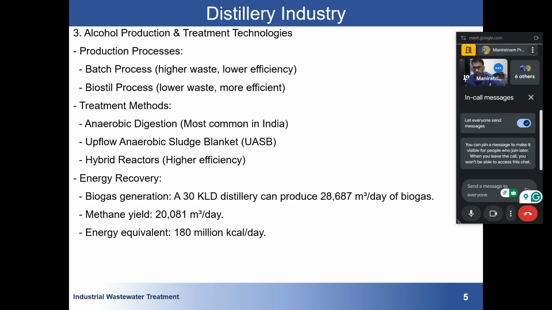Now energy recovery and biogas generation: a 30 KLD distillery produces this much biogas. We know that in anaerobic digestion, at the end of the system, we have methane production. Whatever sludge or waste is produced in this industry can be treated by this method, and methane gas can be produced that can be used as biogas. Methane yields this much cubic meter. These data are directly from your PDF.